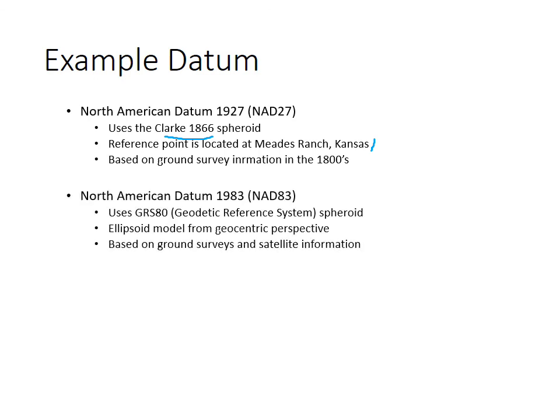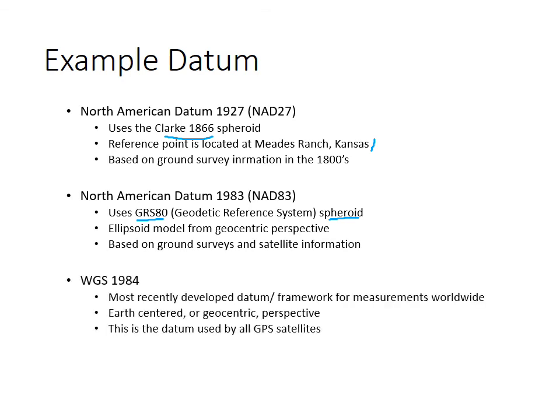Similarly, we have the North American Datum 1983, which also assumes a spheroid, but it takes a geodetic reference system, and the ellipsoid is a model, and it is also based on ground data and satellite information. And WGS 84, which is the most recently developed datum, is the framework for measurement worldwide. Earth is the center from which all the measurements are made, and this is the datum that is being used in all the GPS satellites.